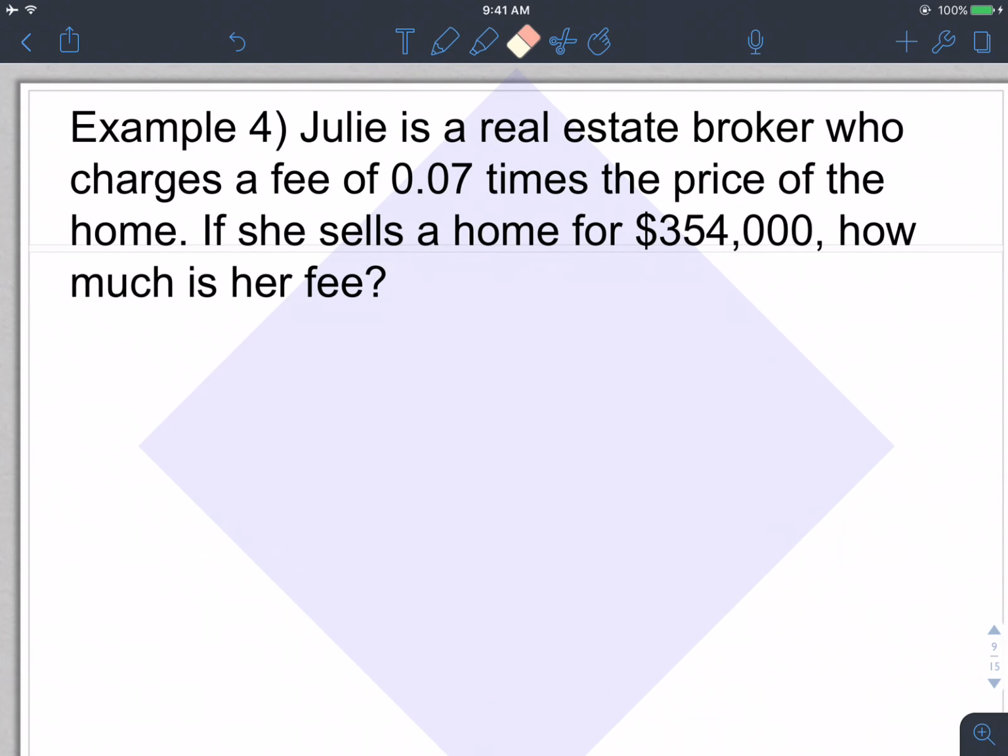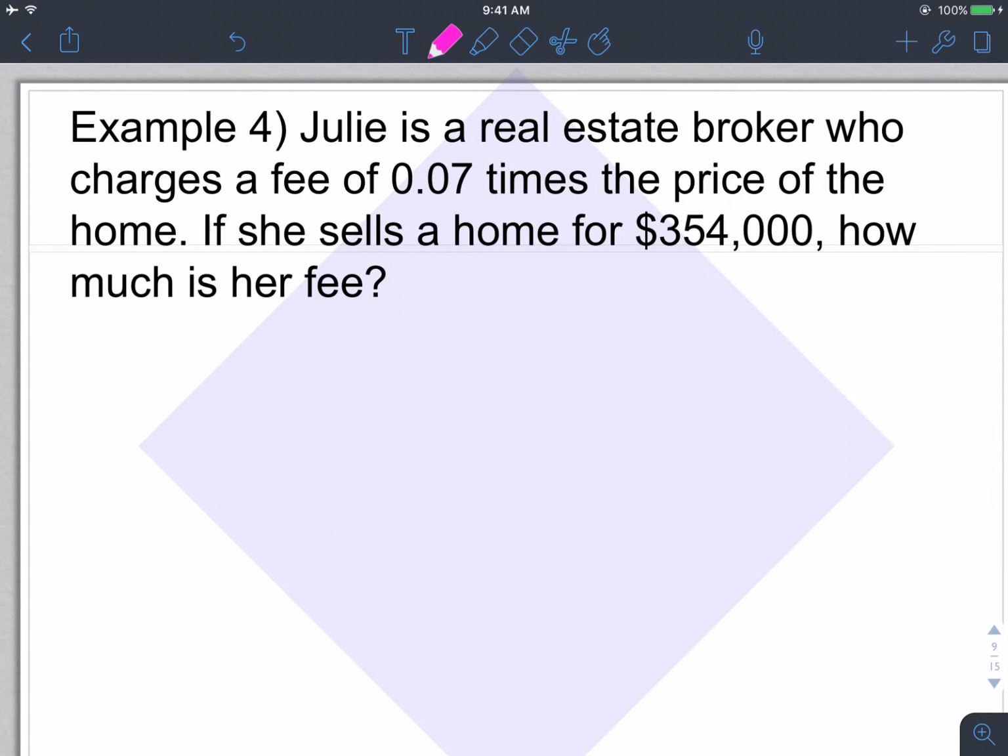Okay, the word problem. Julie is a real estate broker who charges a fee of 0.07 times the price of the home. So she works off commission. Oh, I have a cousin named Julie, and I must have been doing it subconsciously. My cousin Julie's in real estate. 0.07 times the price of the home. If she sells a home for $354,000, how much is her fee?